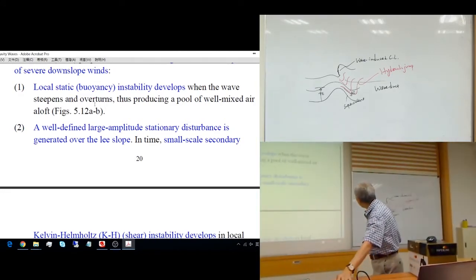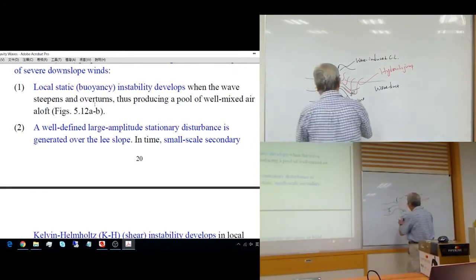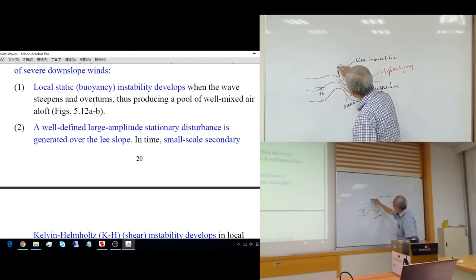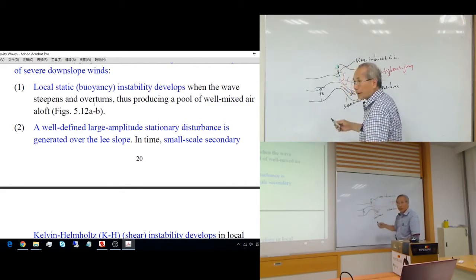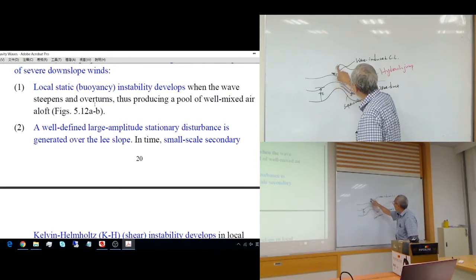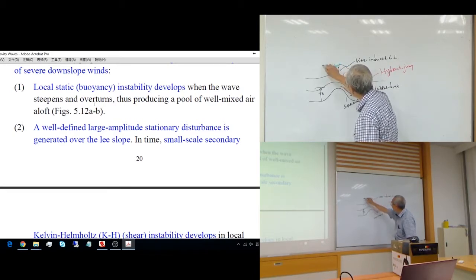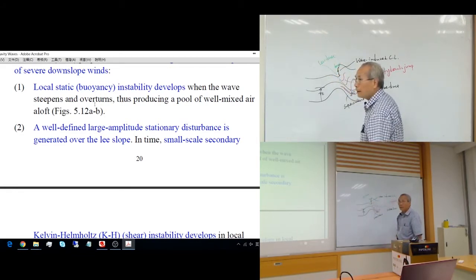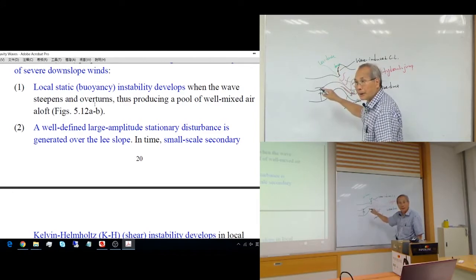So here you have cold air, here you have warm air. Or denser, probably I should say denser fluid here, and this is less dense here. Remember here, the theta is higher than here. So here you have static instability.